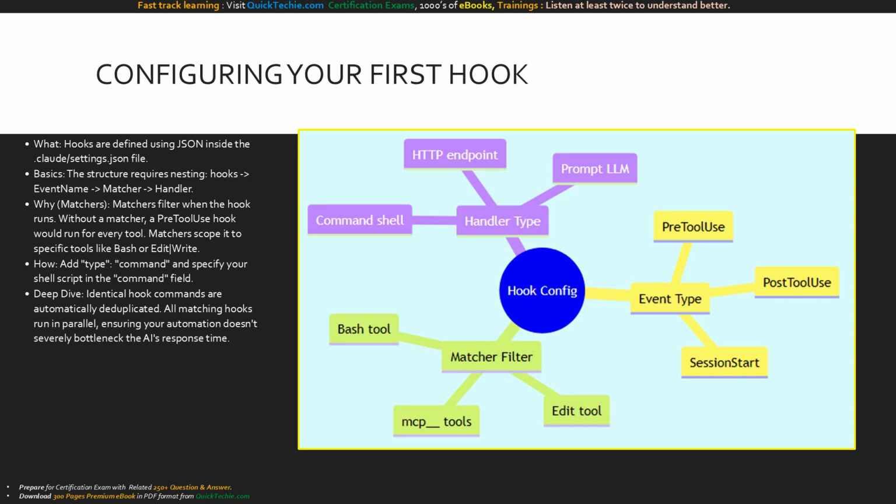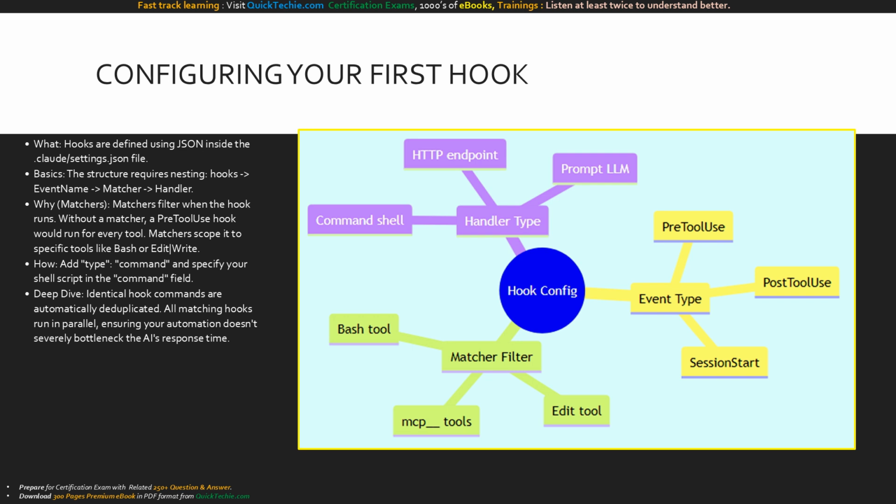Let's get practical. How do you configure your first hook? Hooks are defined using JSON, typically inside your project's .claude/settings.json file. The basics require a specific nested structure. You start with the hooks object, then the event name, then a matcher, and finally your handler.